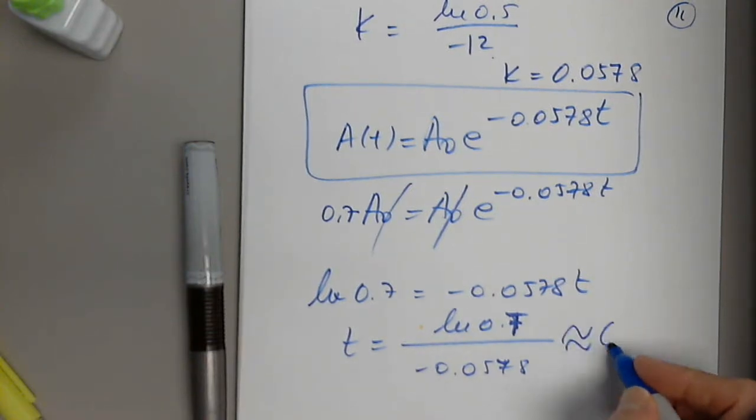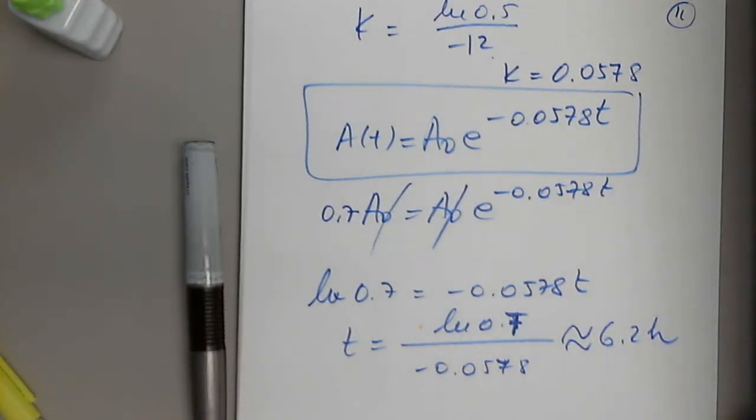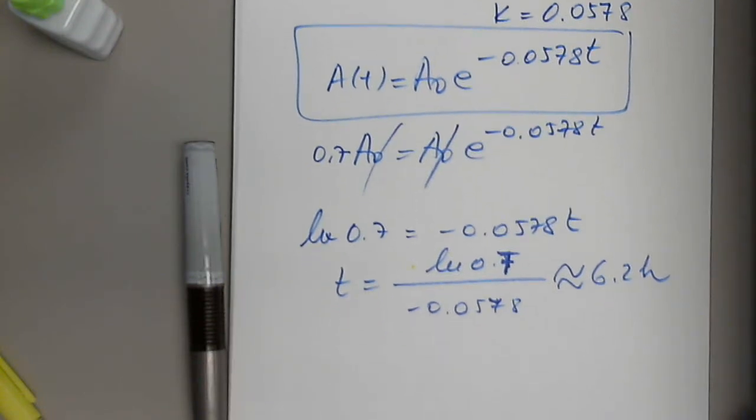Does it make sense? 6.2 hours. Good. Anything else? Anything else you would like to go back to review? Anything else that you can think of? And exponential growth is the same. It's just not negative. Exactly. The formula does not have a negative in front of k. Exactly. Everything else is the same.